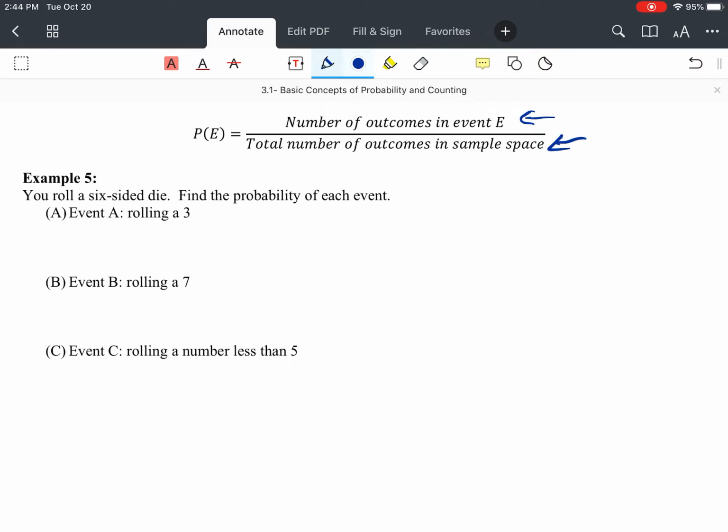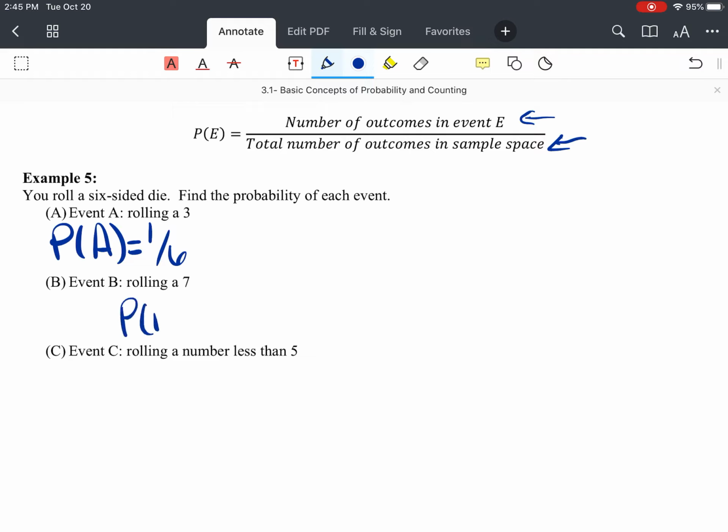So rolling a 3, there's only one possible outcome here. We have a 3, so that's 1 out of every 6 possible outcomes. Okay, so again, we're going to write this like this. We've got probability event A is equal to 1 out of 6.